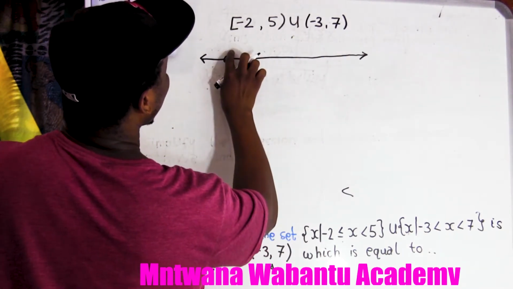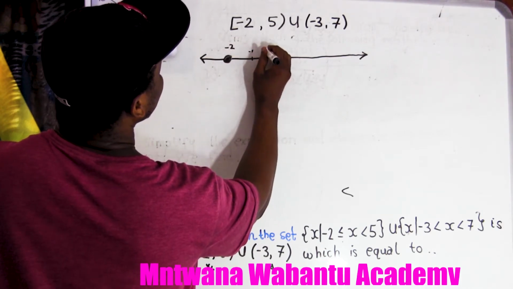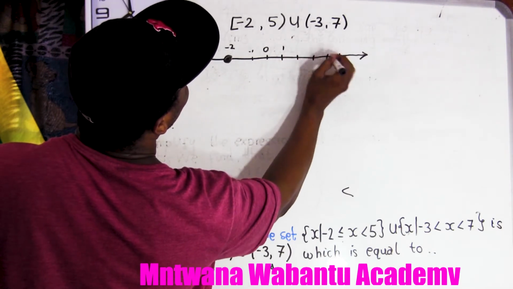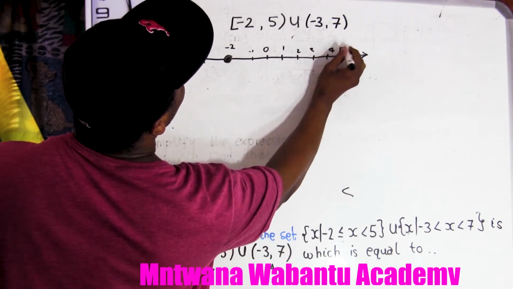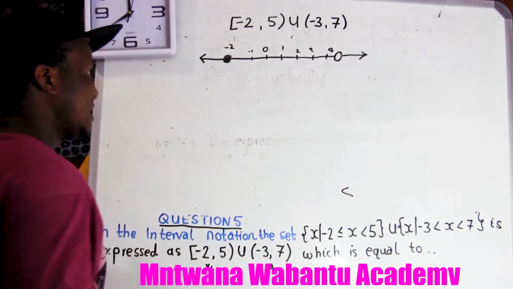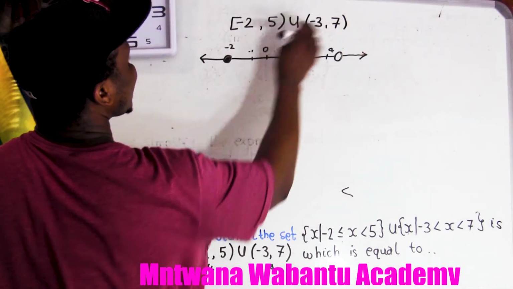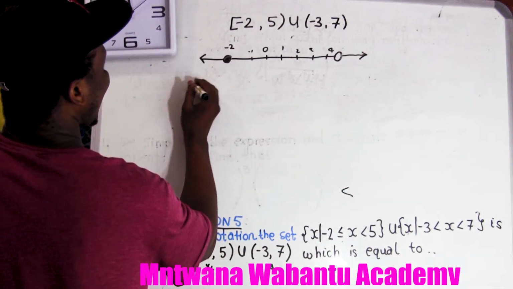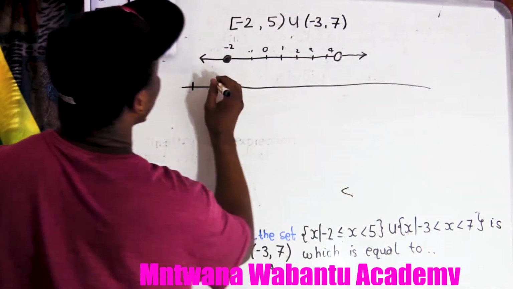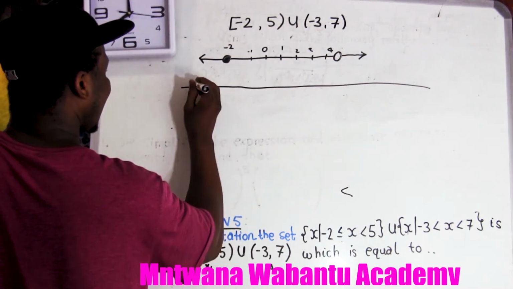Okay, this is -2. Let's say this is -1, 0, 1, all the way to 5. Let's assume this is 2, 3, 4, 5. Okay, so 5 is excluding. So for excluding, you do this. Don't put anything inside. Then they say the second one starts from -3 to 7. So -3 is going to be somewhere here, let's say, all the way to 7. But it's excluding. It's like this.